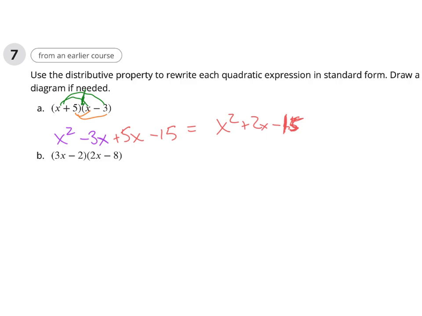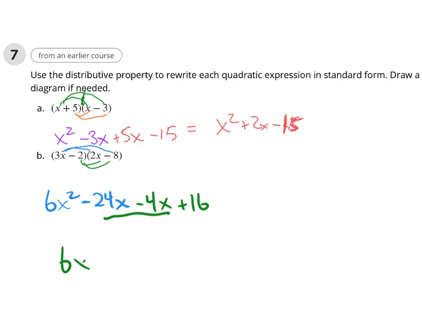Okay, again, same thing with the second one. Distribute and distribute and distribute and distribute. And we'll get 6x squared minus 24x. We will get negative 4x plus 16. Middle terms combined, giving us 6x squared minus 28x plus 16.